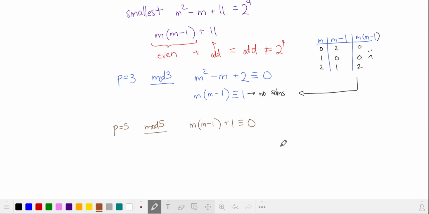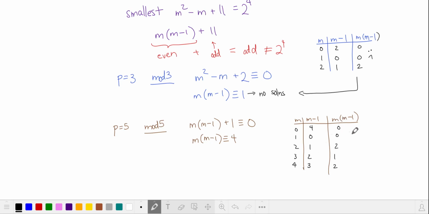This means in mod 5, our expression is going to be equal to 0, which means m times m minus 1 is equal to 4. These are all possible values of m in mod 5. These are all the possible products in mod 5, and none of them is 4. So this has no solutions.